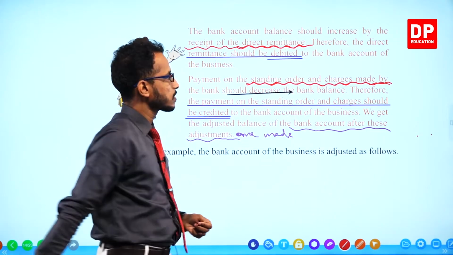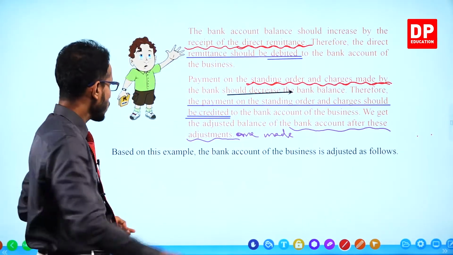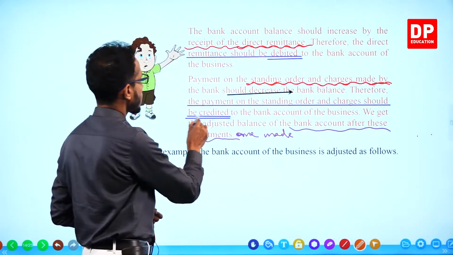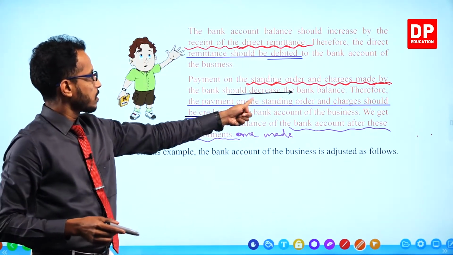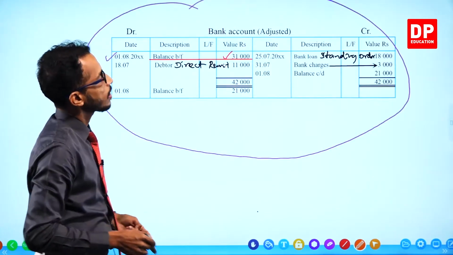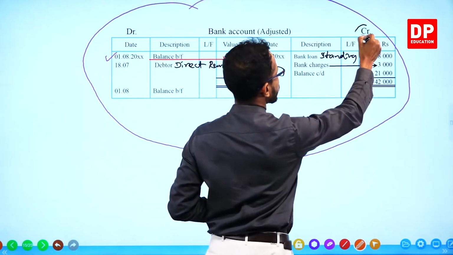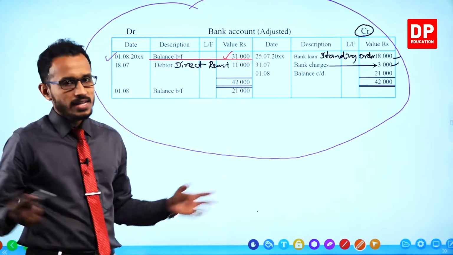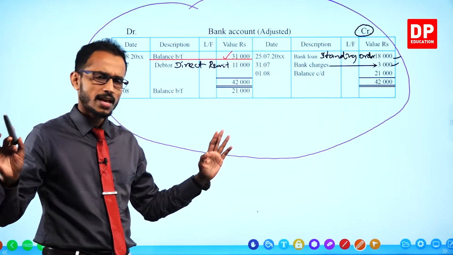Decrease the bank balance. Therefore, they are credited. Therefore, standing orders and bank charges should be credited. Here you go, credited. That's it.